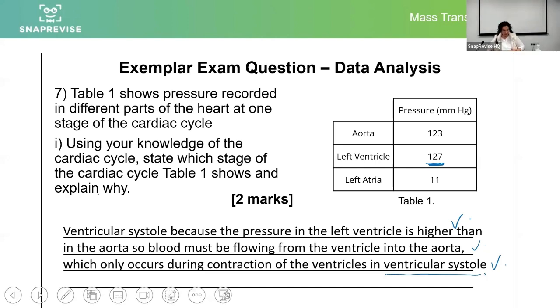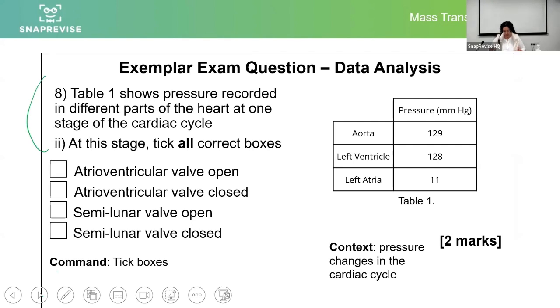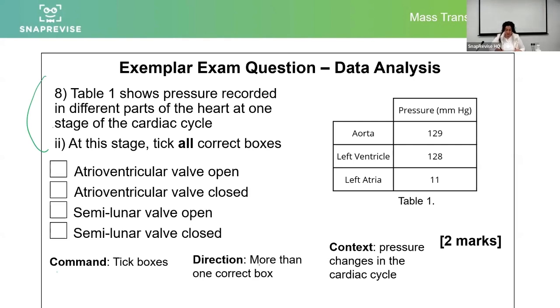A final question before we finish. Table one shows the pressure recorded in different parts of the heart at one stage of the cardiac cycle. Tick all the correct boxes. So again, our context is pretty much the same, right? The context is the pressure changes in the cardiac cycle, and our command is to tick boxes. And there can be more than one correct box because it says tick all correct boxes. So again, compare which pressure is higher, aorta or left ventricle. So we notice that the pressure in the aorta is higher than in the left ventricle.